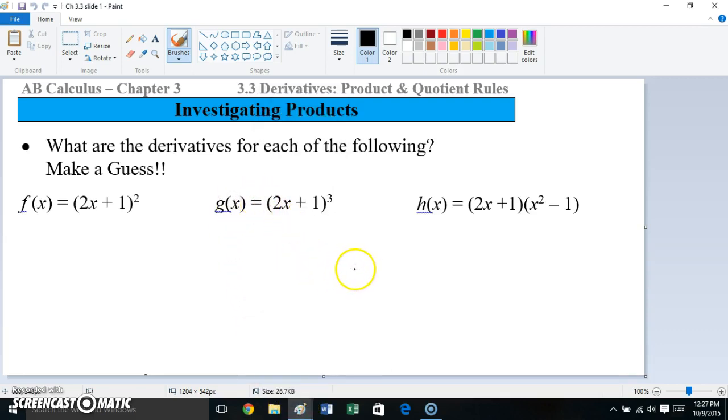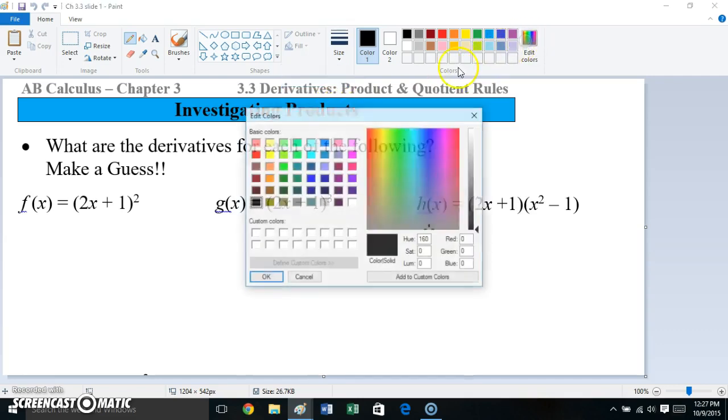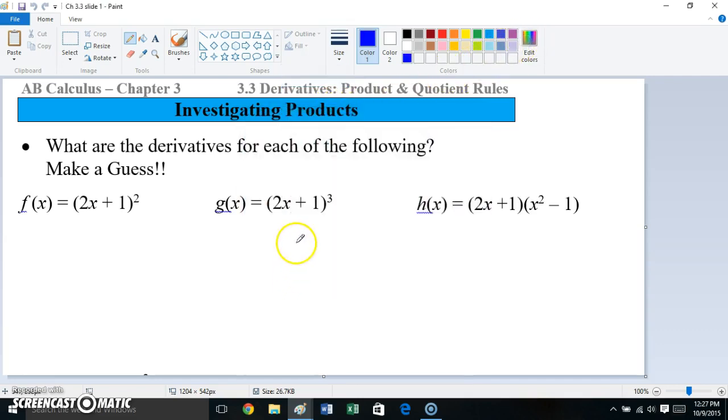All right, we're going to start looking at the derivatives of functions that we haven't yet learned, which will lead to the product rule and the quotient rule. Okay, but in this first slide, what we're asked to do is make a guess about what we think the derivative of this function will be. So I like to think about simpler problems that we've had before, right? And so for this first question, it says f of x is 2x plus 1 squared.